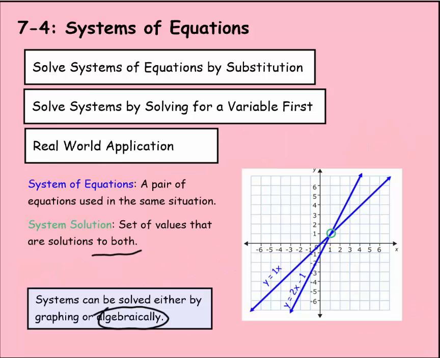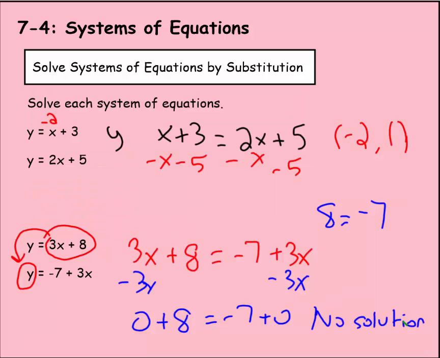And if you think back to a graph, the solution is where the lines cross. Being no solution, this means that the lines have to be parallel. And if you look, the slope for this is 3x. The slope for this is 3x. They have parallel slopes, which means that they're never going to cross each other, which means there's no solution.